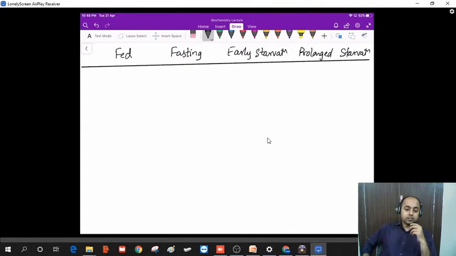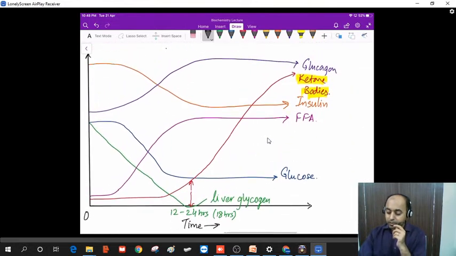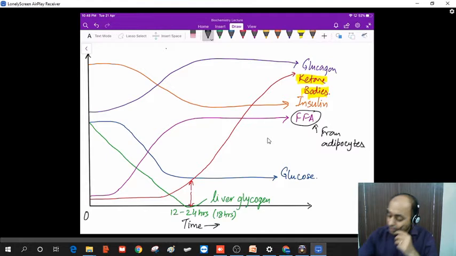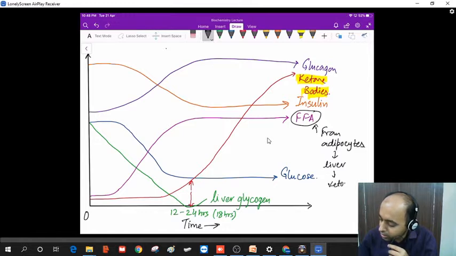Okay, I'll describe again the free fatty acid and the ketone bodies. Actually, they will become more clear when we do the ketone body synthesis, but I'll do it again. See, the free fatty acid will be formed from the adipocytes. From adipocytes, it has to reach the liver, and in the liver, the ketogenesis occurs.